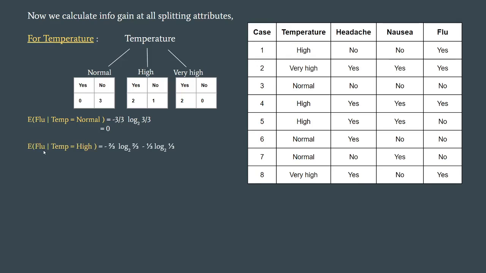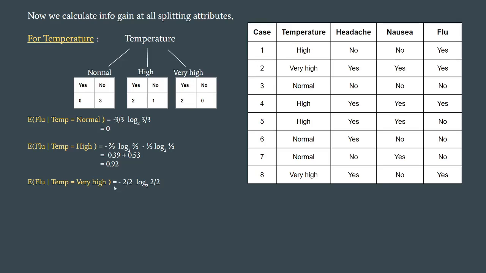Similarly, we calculate entropy for flu when temperature is high. So we have 2 yes classes for temperature high, so out of 3 (2 plus 1 is 3), minus 2 by 3 log base 2 2 by 3. And we have 1 no class for temperature high, so out of 3, 1 by 3 log base 2 1 by 3. After solving this, we get 0.39 plus 0.53, which is 0.92.